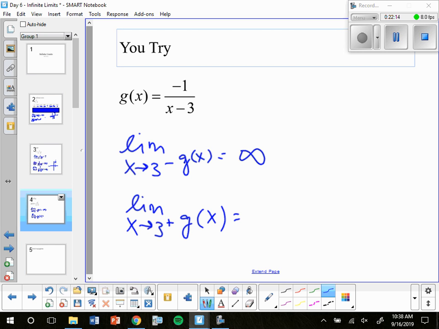And then from the right, if I plug in values like 3.01, my bottom's getting closer to 0. And is it positive or negative? The bottom's positive. So negative 1 over positive 0, negative infinity.